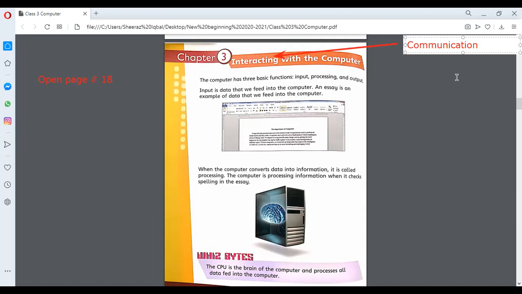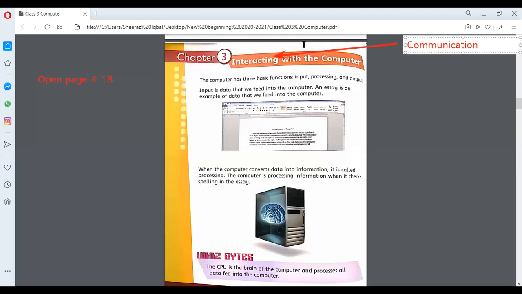So the first line of the page is: the computer has three basic functions. The computer has three basic functions: input, processing, and output. Okay.